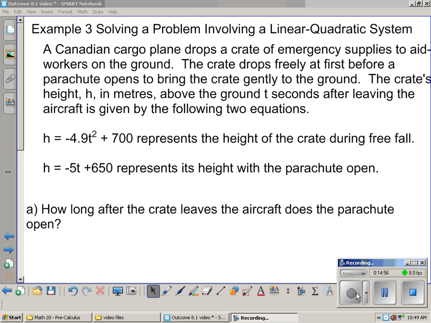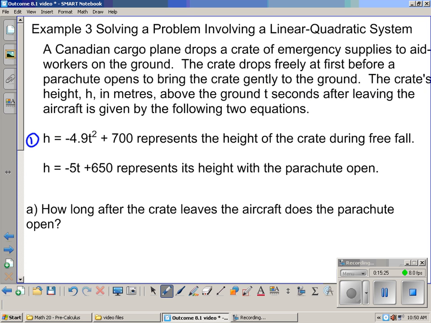One more word problem for us. A Canadian cargo plane drops a crate of emergency supplies to aid workers on the ground. The crate drops freely at first before a parachute opens to bring the crate gently to the ground. The crate's height in meters above the ground in seconds after leaving the aircraft is given by the following two equations.